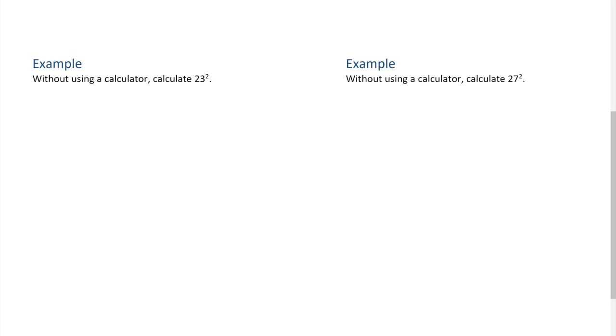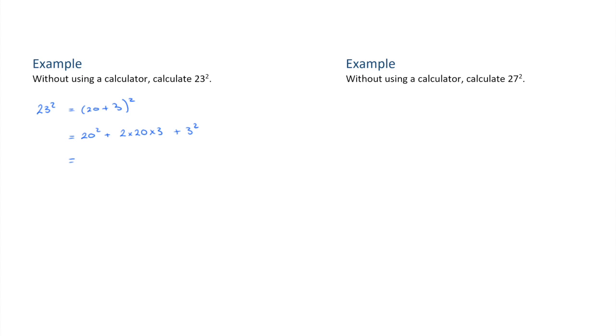Now another couple of examples, let's see. We're asked, without using a calculator, to calculate 23 squared. Well, again, in this case, we could say this is the same thing as (20 + 3)². Using our perfect square formula, we write that this equals 20² + 2 × 20 × 3 + 3².